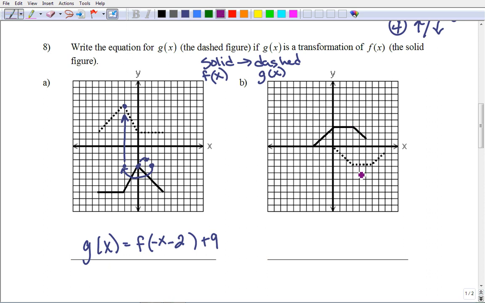Okay, for part B, again, I'm going from the solid one to the dashed one. Looking at it, I can see that it is of the same width, as this is 3 apart and this is 3 apart.